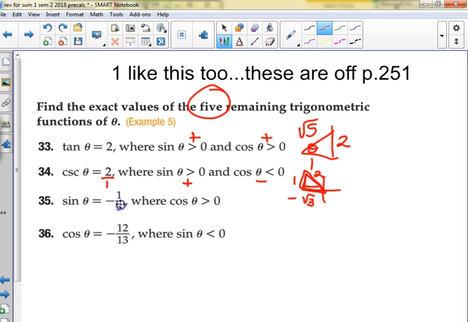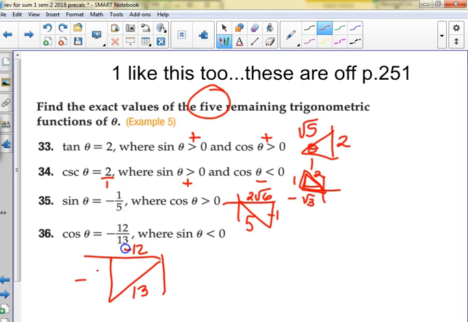Cosine is positive and sine is negative would be quadrant 4. Okay. Sine is opposite over hypotenuse. This is negative. You'd get square root of 24. Sine is negative and cosine is negative also would be quadrant 3. Negative 12, 13 would make this negative 5.